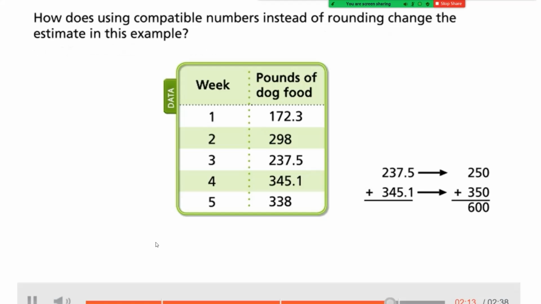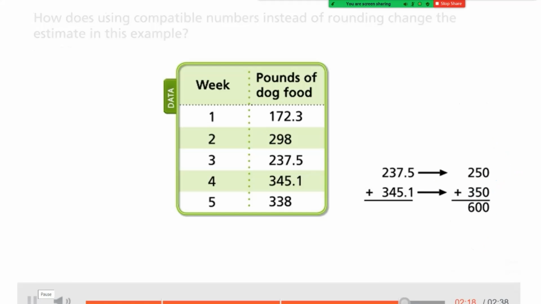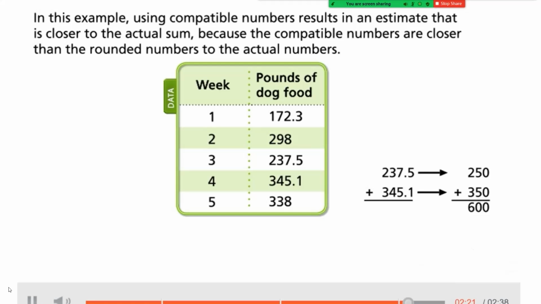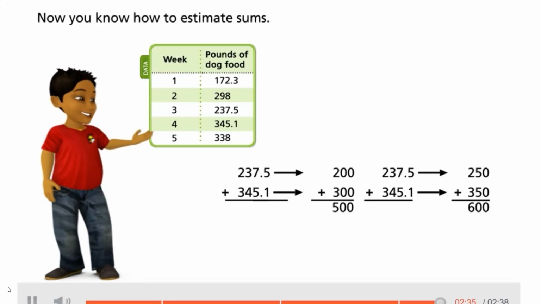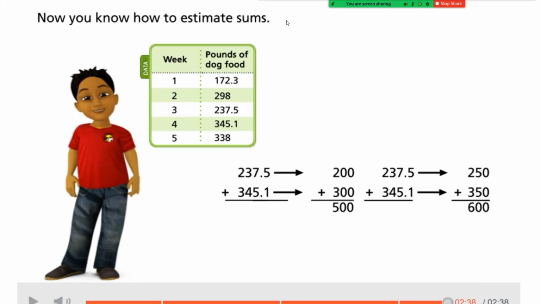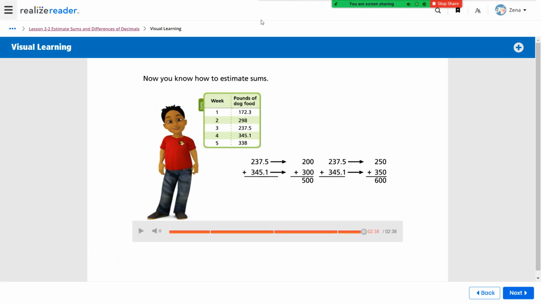How does using compatible numbers instead of rounding change the estimate in this example? In this example, using compatible numbers results in an estimate that is closer to the actual sum, because the compatible numbers are closer than the rounded numbers to the actual numbers. Now you know how to estimate sums. All right, let's go ahead and take a look at our notes and our guided practice for this lesson.